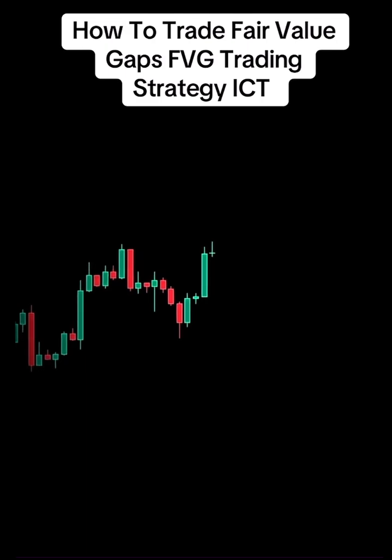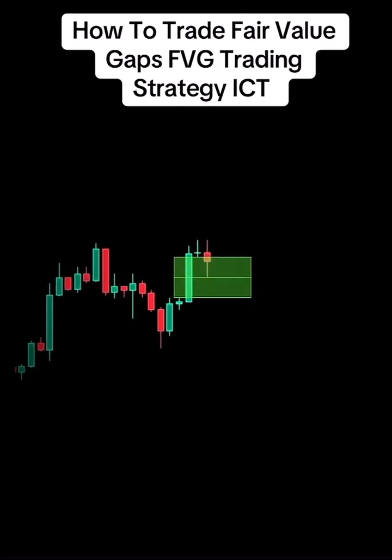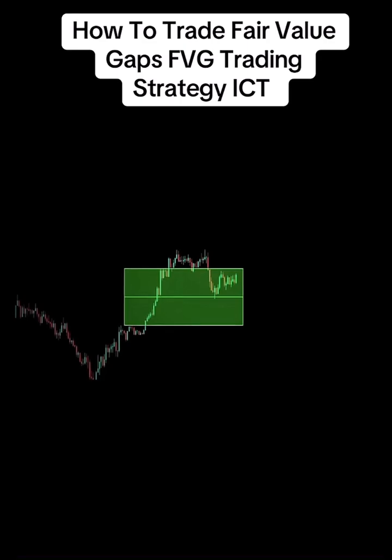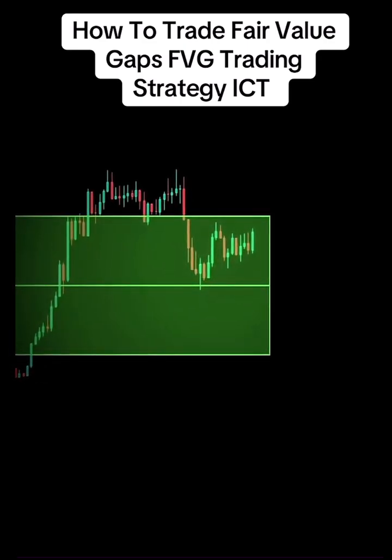Here we can see the market creating a bullish fair value gap. We're going to mark it out on our chart along with the consequent encroachment. Once price trades into the area, we're going to zoom in to a lower time frame, like the 5 or 15 minute. Looking closely, we can see that it has retraced to the 50% level, or the consequent encroachment.